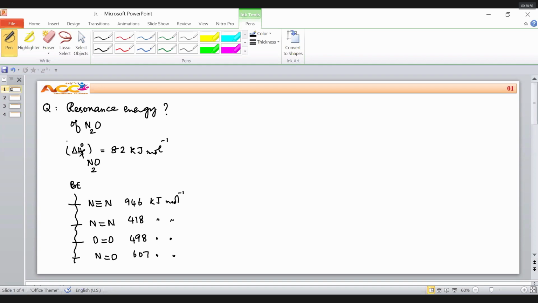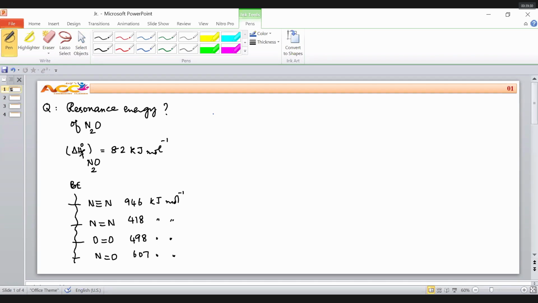That's all. Now, how to proceed for this? Very simple, sir. As we have learned in our notes, resonance energy is experimental value minus calculated value. Experimental value minus theoretical value. What is the meaning of experimental? What is given to you in the question is called experimental. He has done some experiment and given the value. And what is the meaning of calculated value? Whatever you calculate using this data is called theoretical value or calculated value.